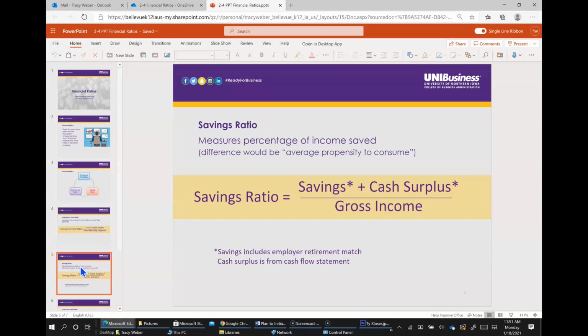The savings ratio measures the percentage of income saved, which is the difference from the average propensity to consume. Okay, so a savings ratio is equal to adding your savings and cash surplus together and then dividing that by your gross income. Savings includes employer retirement match, and cash surplus is from the cash flow statement.